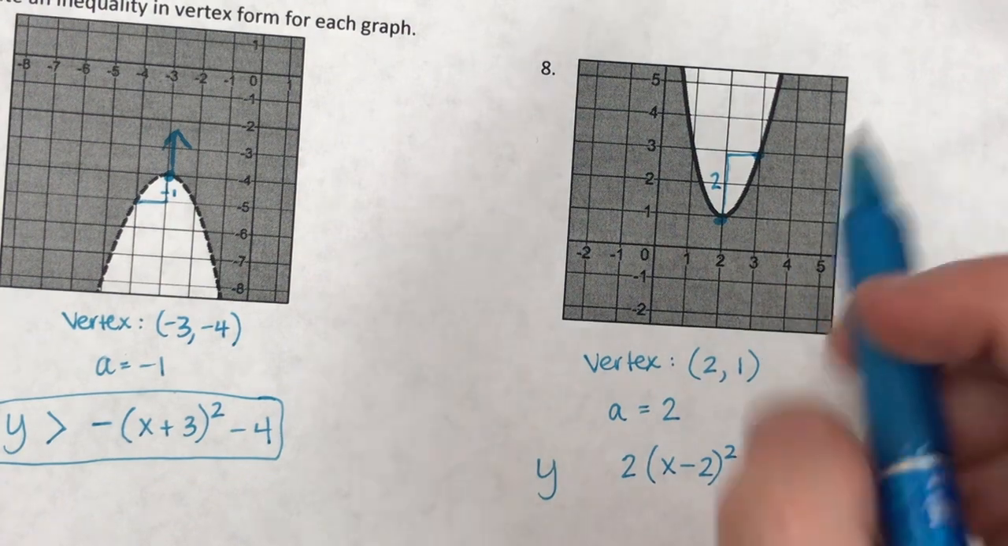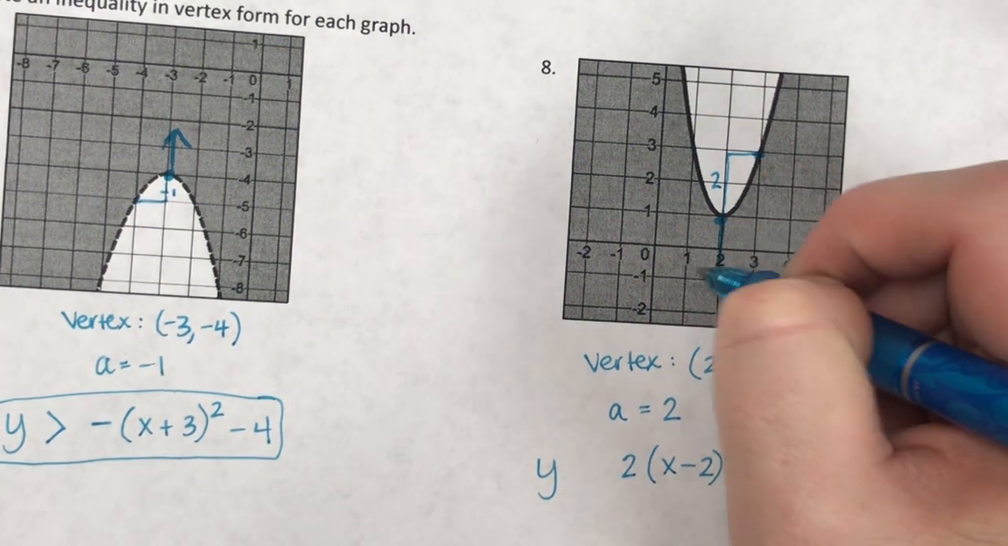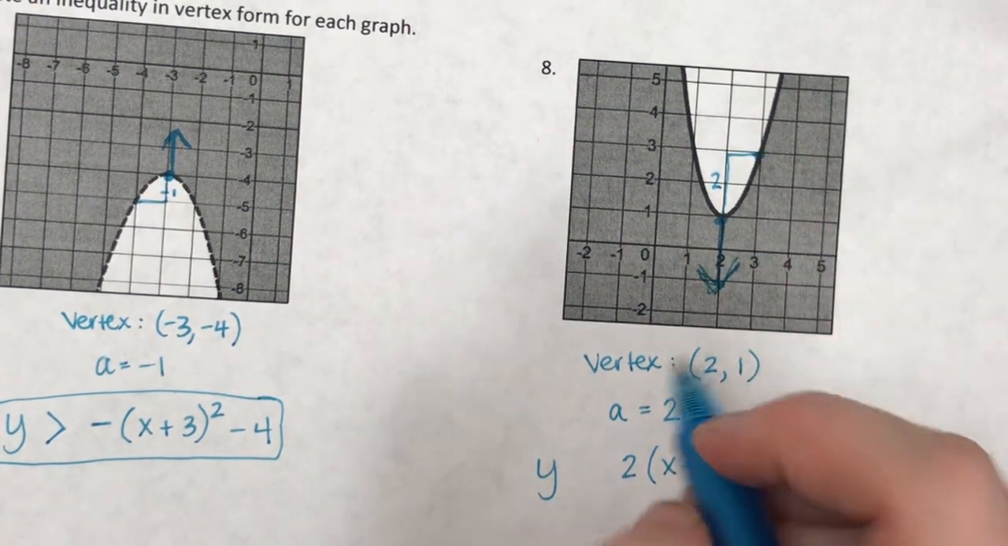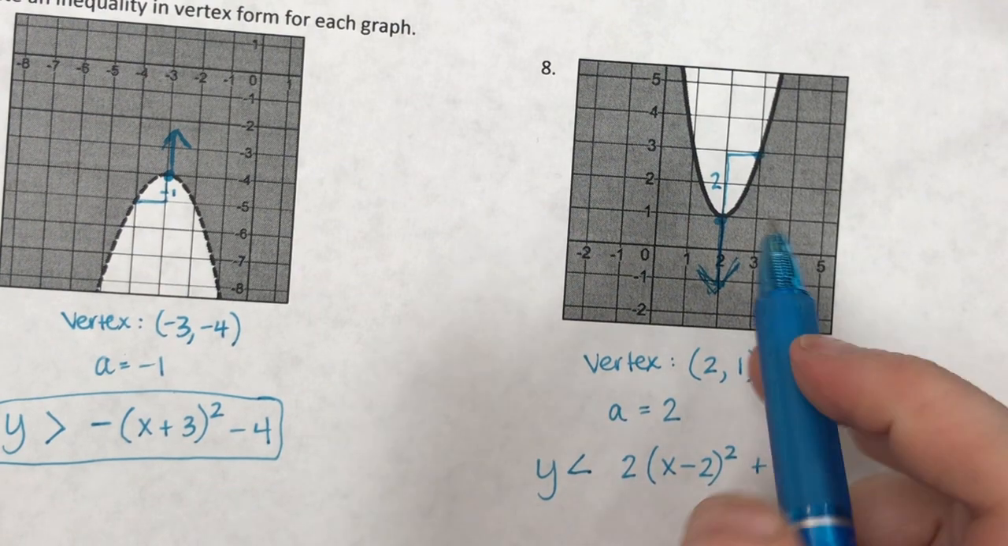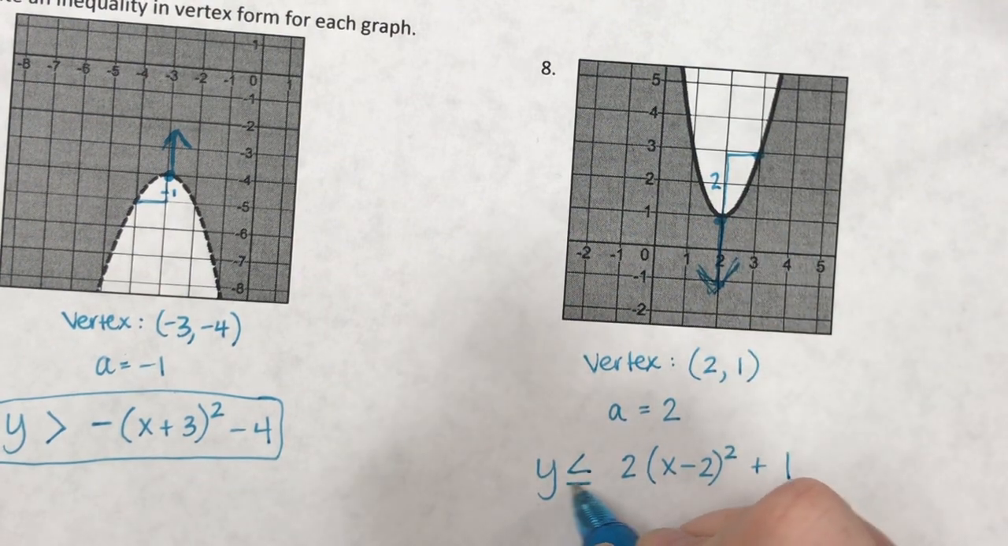And this one is shaded below, so it'll be less than, and it's a solid line, so it'll be or equals to.